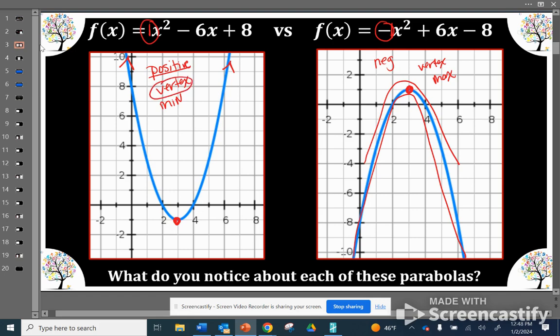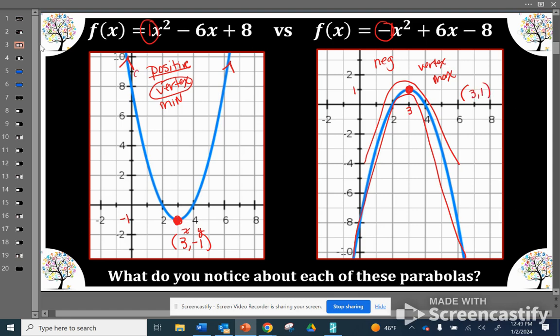And remember, a vertex is a point on the graph, and a point on the coordinate plane is 2 values, the x value and the y value. So this vertex is 3, -1. So again, points on a graph are ordered pairs, and all ordered pairs have 2 values, the x value and the y value. The vertex on this parabola is going to be 3, 1.